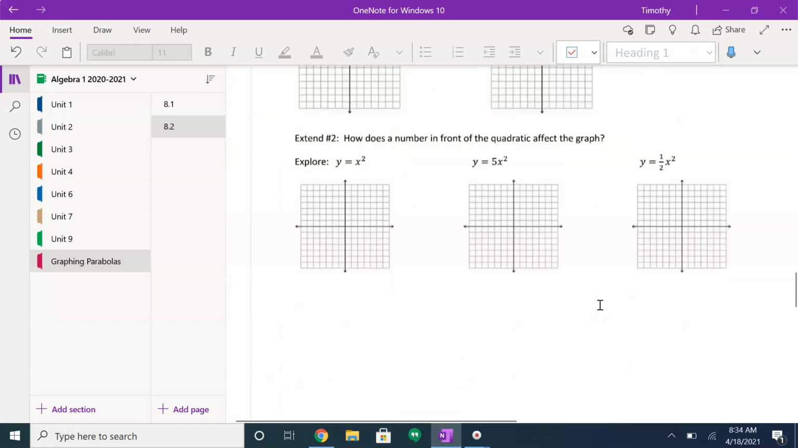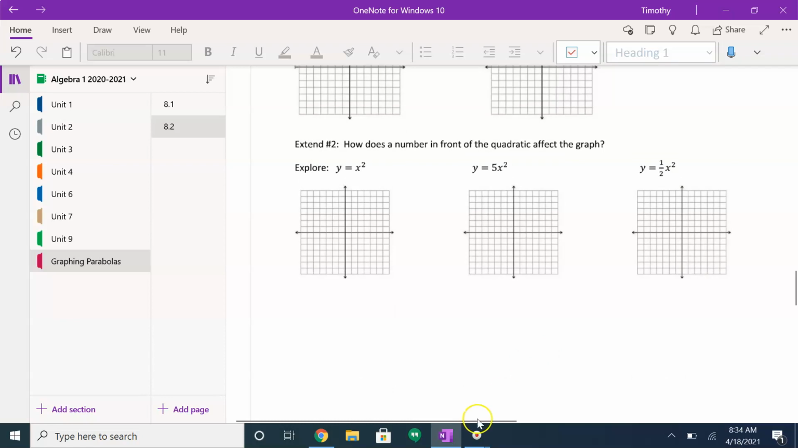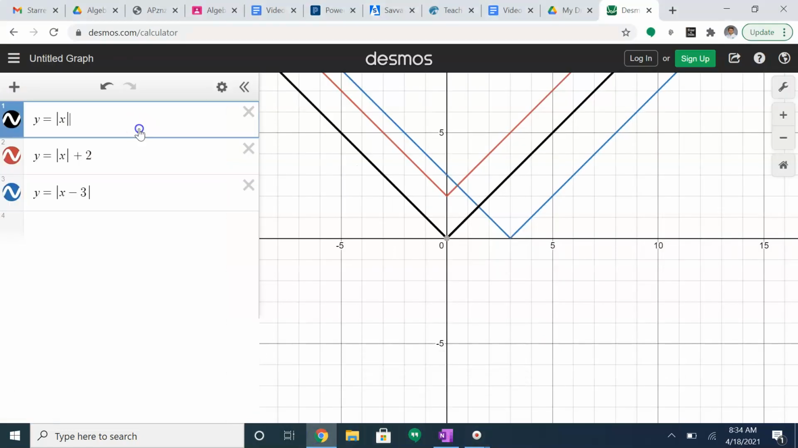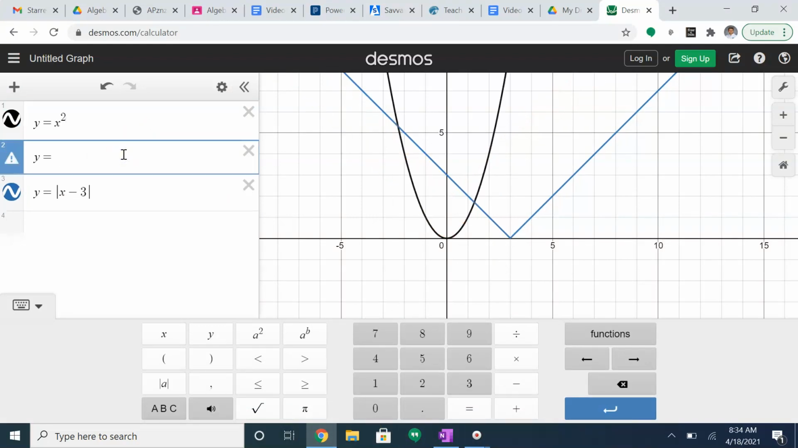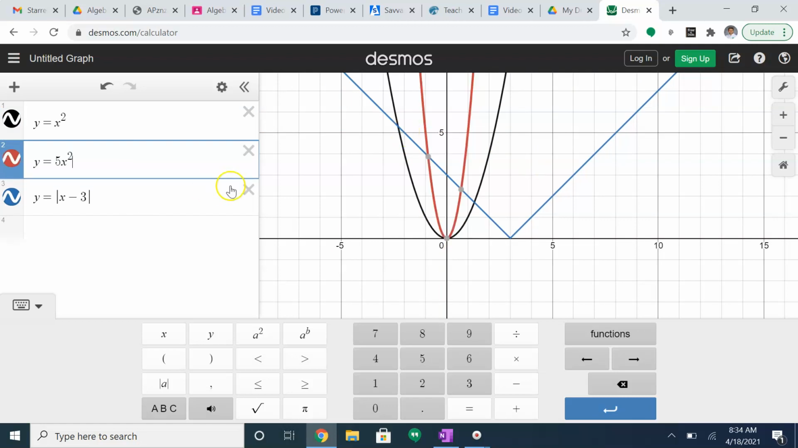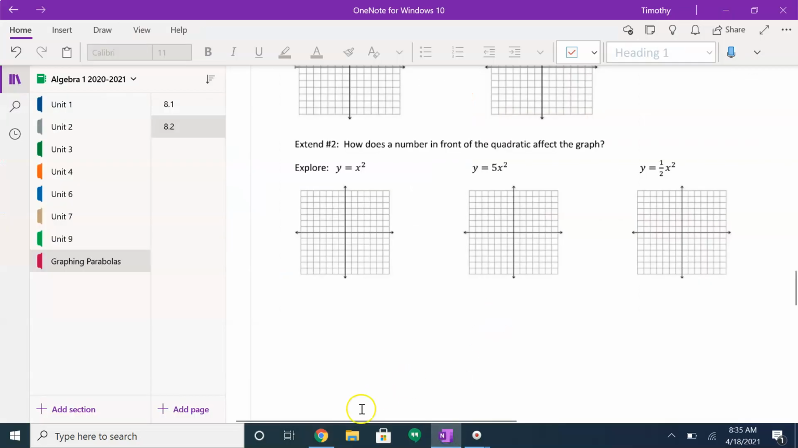So now, one last extension. What does a number do in front of a quadratic? So I have y equals x squared. Now let's make it 5x squared. If you notice, x squared, the black one, is my original one. Now if I put a number in front, I'm multiplying. Well, that's what we call a stretch. We're stretching it away from the x-axis. So if I want to stretch it away from this x-axis, this flat line, I need to get closer to the y-axis. So what are we doing? We're squeezing it to make it closer to the y-axis. We're stretching it away from the x-axis.